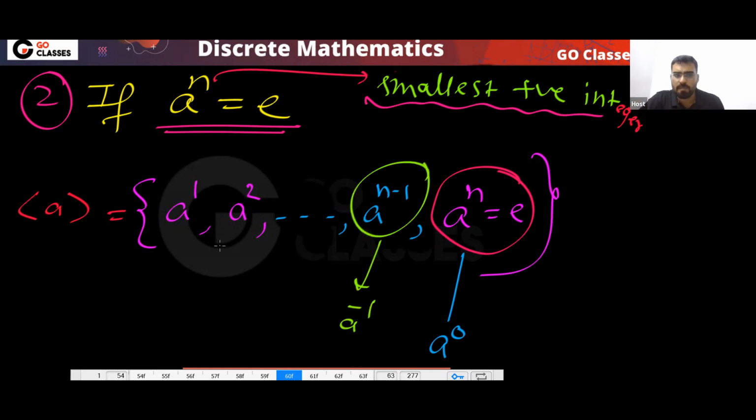So very simple. If you can generate e by the smallest positive integer, then the subgroup generated by a will be a power 1 to a power n. That's it. You don't have to go in the negative direction. You don't have to worry about a power 0. This will be your a power 0, and this will be your a power minus 1, meaning this will be your a inverse.